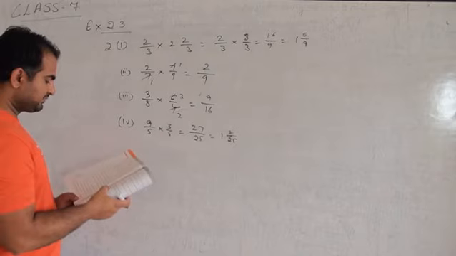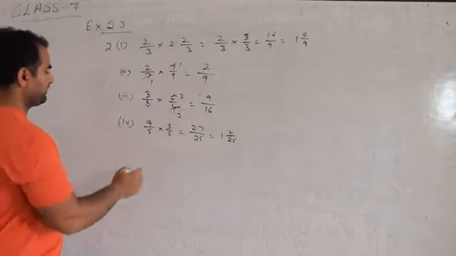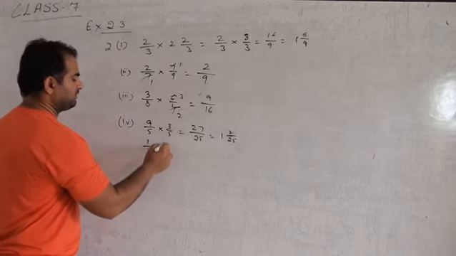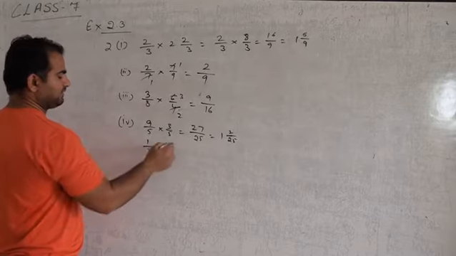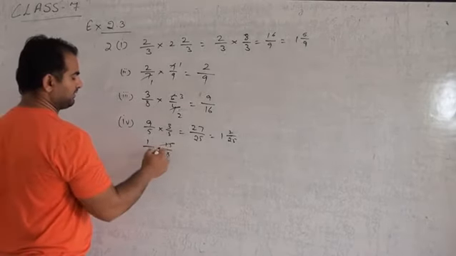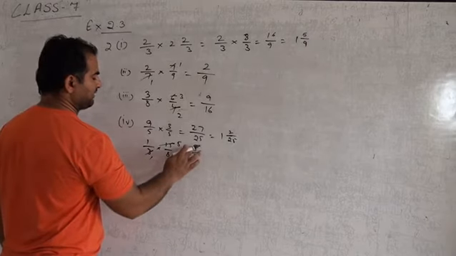Next is 1 by 3 into 15 by 8. 1 by 3 into 15 by 8. We can say that we can cut this 15 and 3. 3 ones are 3, 3 5s are 15. Answer will be 5 by 8.